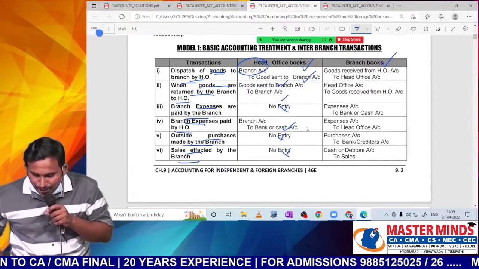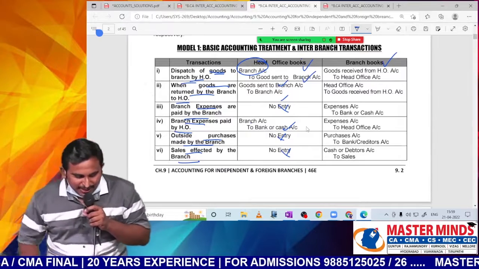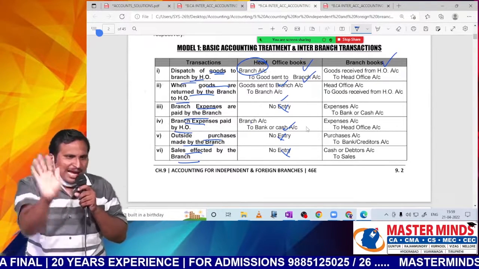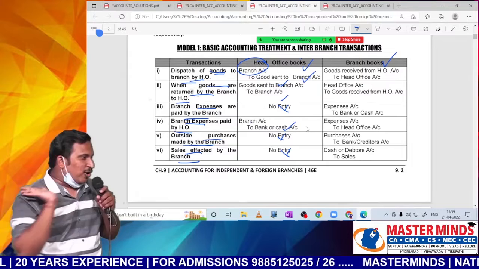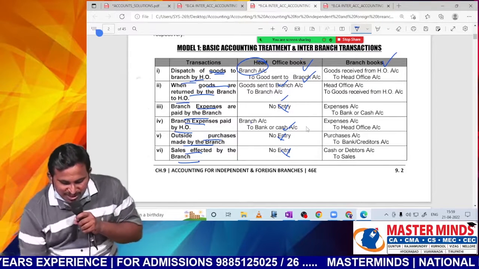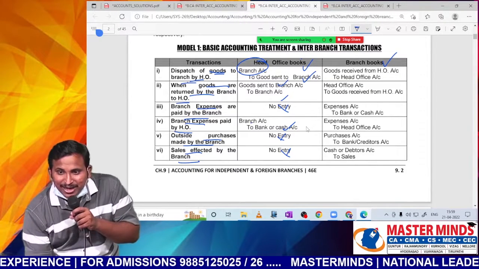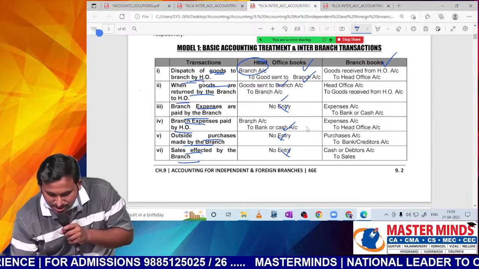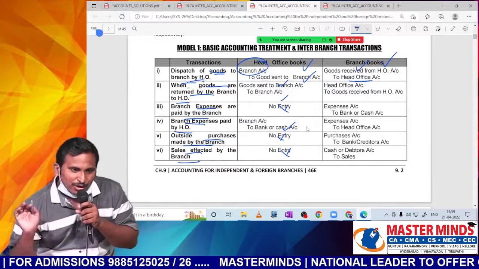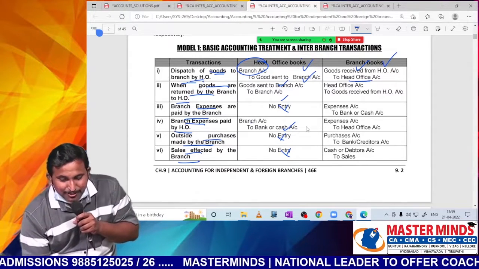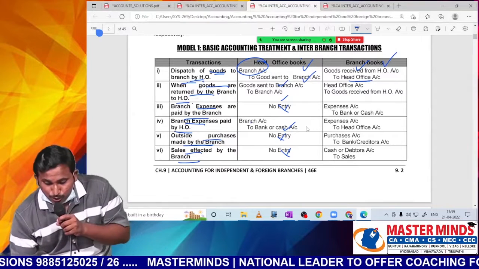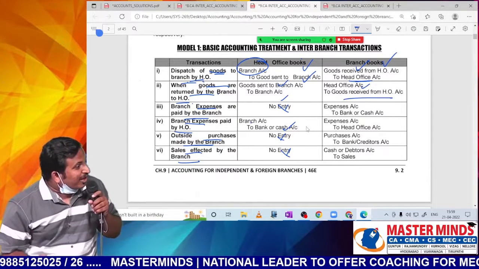Let me quickly tell you what the entries will be in the branch books. Just look at one aspect, sir. The other aspect you simply transfer to head office from now onwards. Dispatch of goods to branch by head office. We have received the goods, so goods we will debit, credit head office. Goods are returned by branch to head office. We are returning goods, so goods should be credited. Other aspect should be head office.